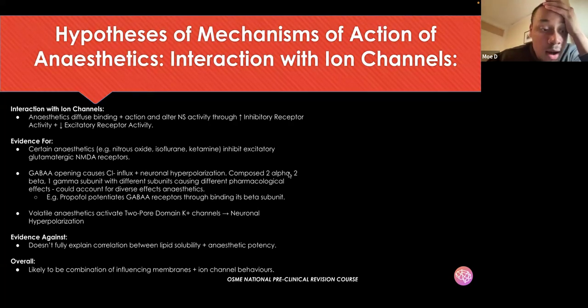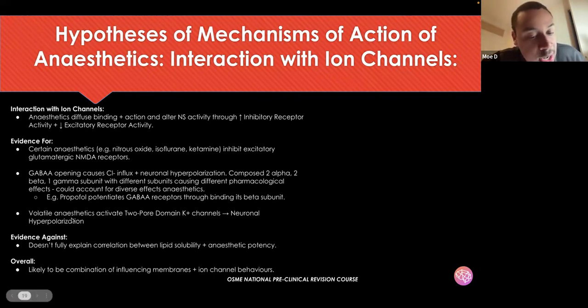So the GABA receptor has 2 alpha, 2 beta, and 1 gamma subunits. And the way it works is that when you activate it, it causes chloride influx, and hence it hyperpolarizes the neuron. It switches it off. And it's also thought that different anesthetics seem to act on different subunits and have different interactions with the GABA receptor, which could account for the diverse effects of anesthetics. So for example, propofol potentiates GABA receptors through binding to their beta subunit, but certain volatile anesthetics bind to the alpha subunit, and they have different binding behaviors between them.